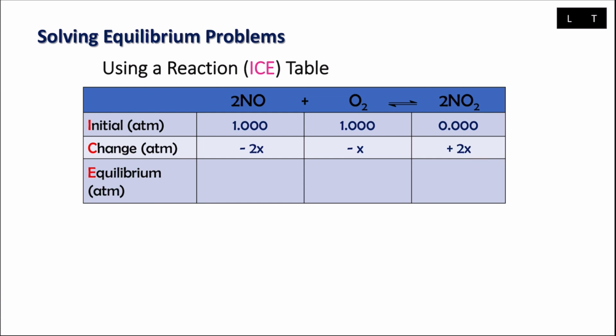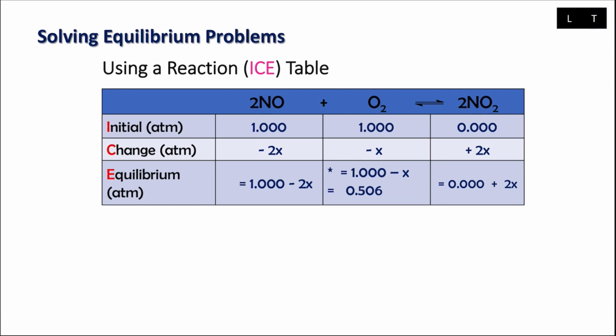Dan bila kita nak tulis expression for equilibrium, kita tambah I dengan C, saya akan dapat this one. So once saya dah dapat this one, what I'm going to do, saya akan ambil daripada sini di mana saya masukkan value partial pressure O2 at equilibrium 0.506 atm. So daripada sini saya letak star kat sini kan. Saya akan continue to determine the value of X is 0.494.